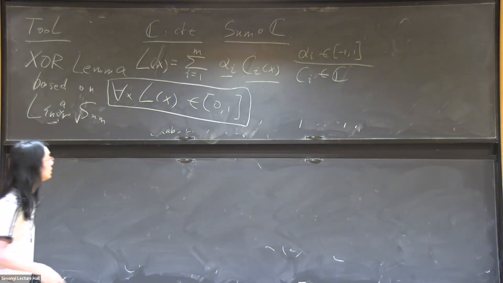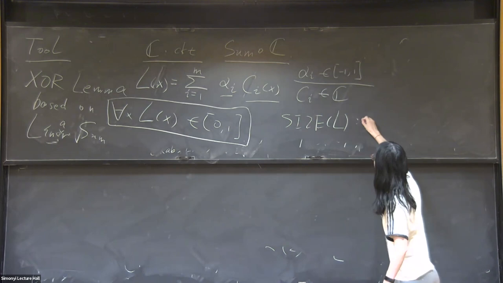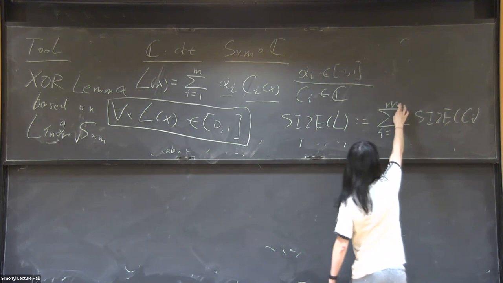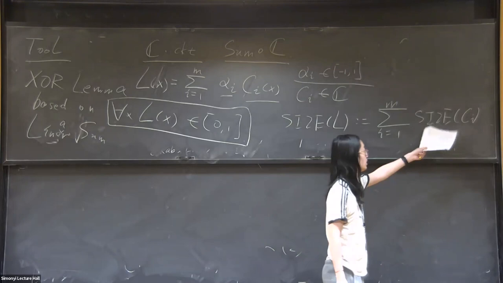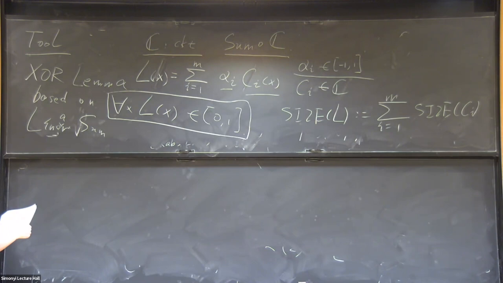So we have to. I haven't defined the size of L. Size of L is just the sum of the size of all its subcircuits. So this, of course, also bounds the M. So we'll talk about polynomial size sum of C circuits, which means that M is polynomial and all the subcircuits are polynomial size. So we'll be more concrete than polynomial size. So thanks so much for asking. I forgot to mention it.